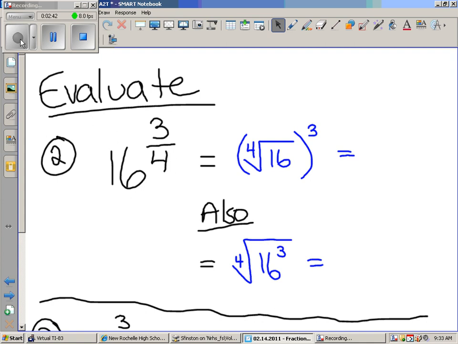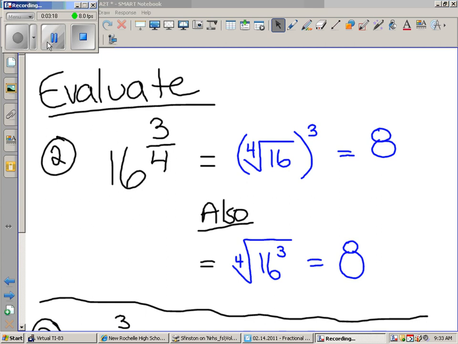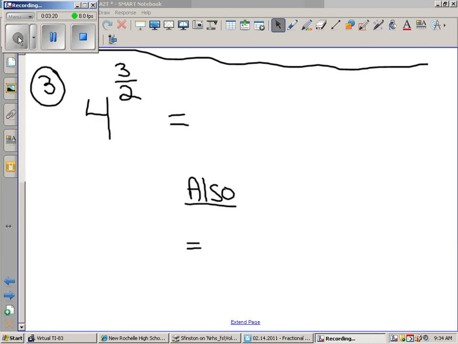Let's plug that into your calculator, figure it out. It comes out to be 8. I agree with that. The 4th root of 16, something multiplied by itself 4 times that could be 16, is 2. And 2 cubed is 8. And then 16 cubed, I think, is 4,096. And then the 4th root of 4,096 is 8. Something like that. Right? That's good. Yeah, piece of cake. Let's play again just to make sure that we get the hang of this.